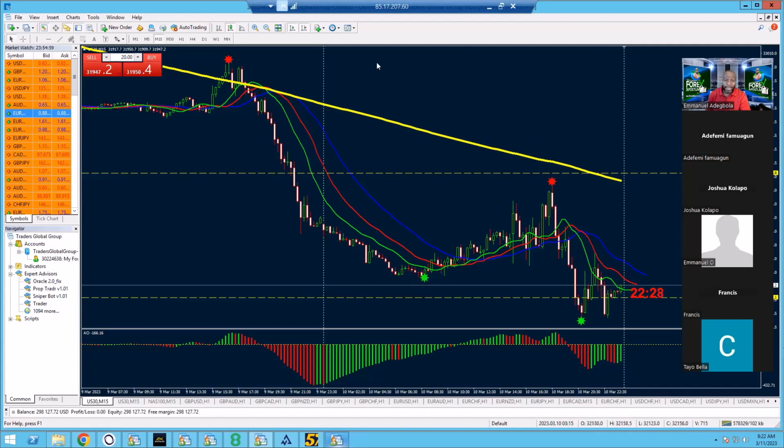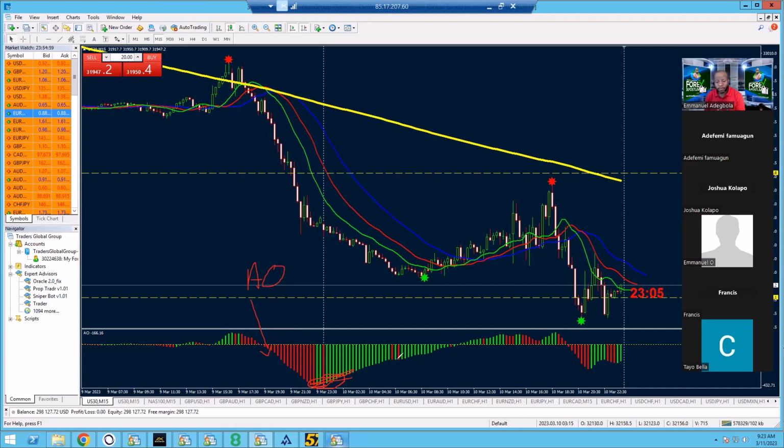Or sometimes I exit when I see the opposite, because you can see right there, this is by the same author. This is the Awesome Oscillator. It works like a MACD. Just like my MACD Pro, it is an edited version of the original MACD, which forms the Awesome Oscillator. So once you see the Awesome Oscillator right here reversing to the other side, you can at the same time exit your trade.